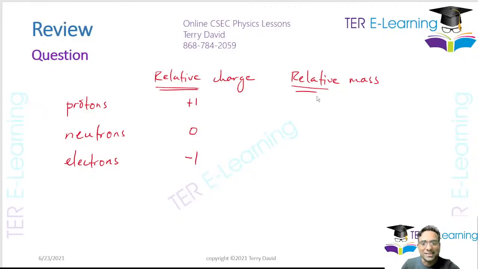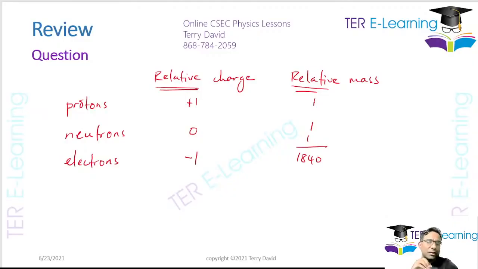Now, when it comes to mass, the relative mass of a proton is 1. In the case of a neutron, the relative mass is also 1. But in the case of an electron, the relative mass is 1 over 1840. So you all need to know this table, for both physics and chemistry.